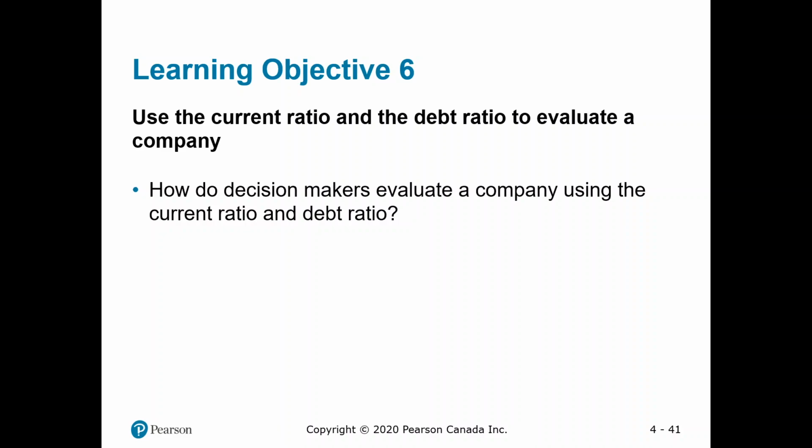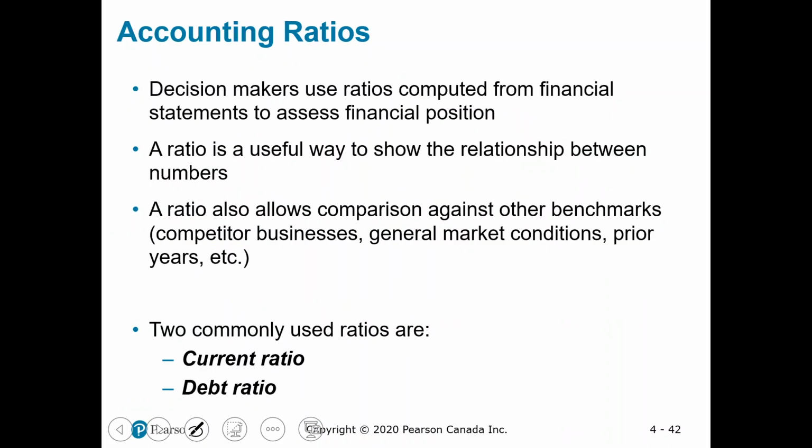A further tool that is available to users are ratios. And in this video, we're going to take a look at the current ratio and the debt ratio. So ratios in general, as I said, they're tools for decision makers that are calculated from the financial statements. And these are used to assess the financial position or the standing or how well that company is doing. And ratios are a useful way to show the relationship between numbers.